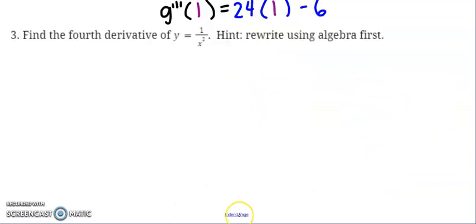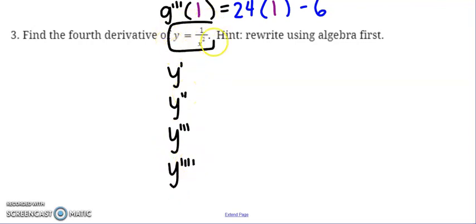Last problem, find the fourth derivative. So we're looking for not y prime, not y double prime, not y triple prime, but y quadruple prime if y equals 1 over x squared. You rewrite using algebra first, which means we should think about y as being x to the negative second, so we're in power format to be able to apply the power rule. Go ahead and pause your video, see if you can find the fourth derivative of this y.